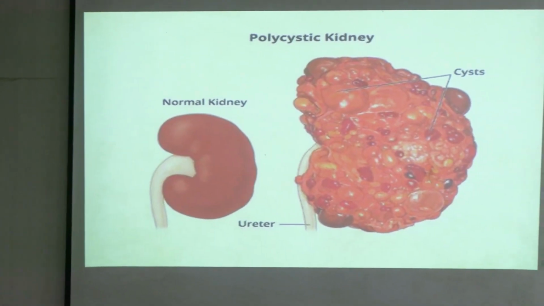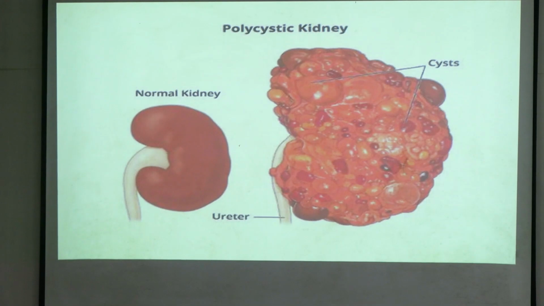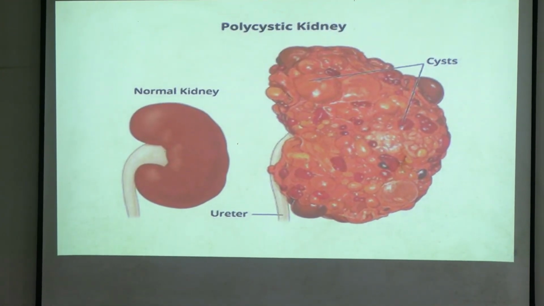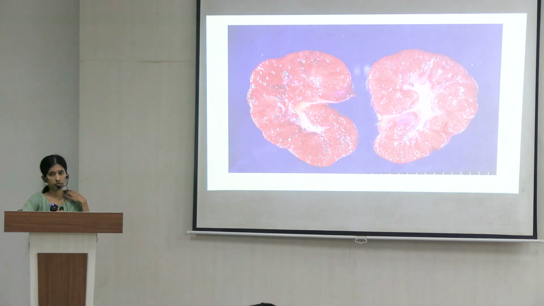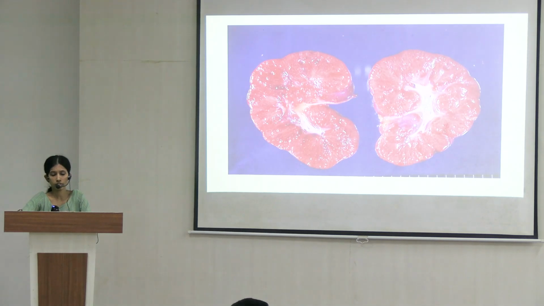Any doubts in this? This is the picture for normal kidney and polycystic kidney, where the failure of fusion of ampulla and vesicle happens. This is how the internal structure of the kidney appears if a person is suffering from polycystic congenital kidney condition.